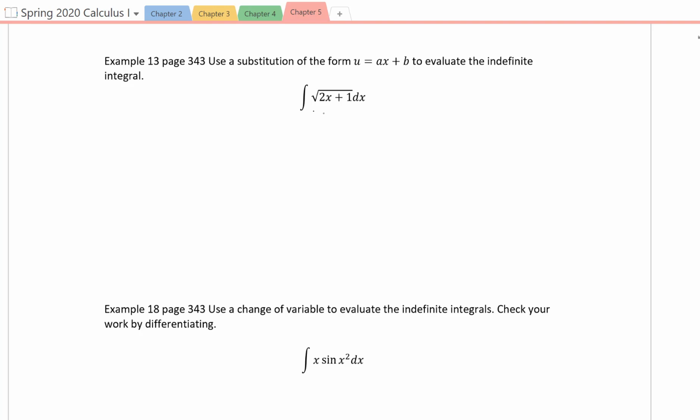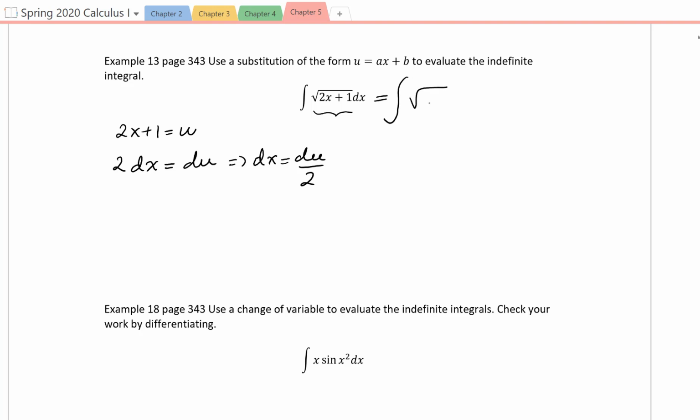The interior function in square root of 2x plus 1 would be 2x plus 1. So we set 2x plus 1 equal to u. Now, on the left-hand side, if we differentiate with respect to x, we get just 2, so we write 2 dx. And on the right-hand side is just du. So dx equals du over 2. So now let's replace everything in this integral.